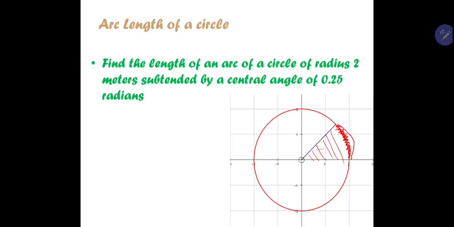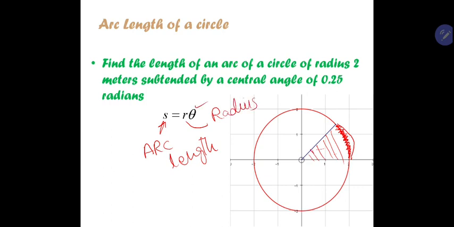This part of the circumference of the circle is called the arc. And the formula to find out the arc length is S equals r theta, where S is the arc length, r is the radius, and theta is the angle here, theta.